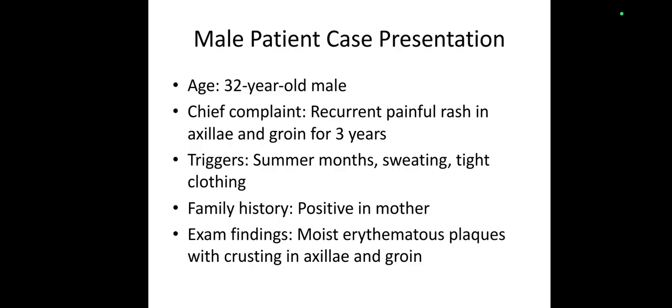Male patient case presentation. A man about 32 years old presents with a chief complaint of recurrent painful rash in the axilla and groin for 3 years. Triggering factors were summer months, sweating and tight clothing. Family history was positive in the mother. Examination finding was moist erythematous plaques with crusting in the axilla and groin.